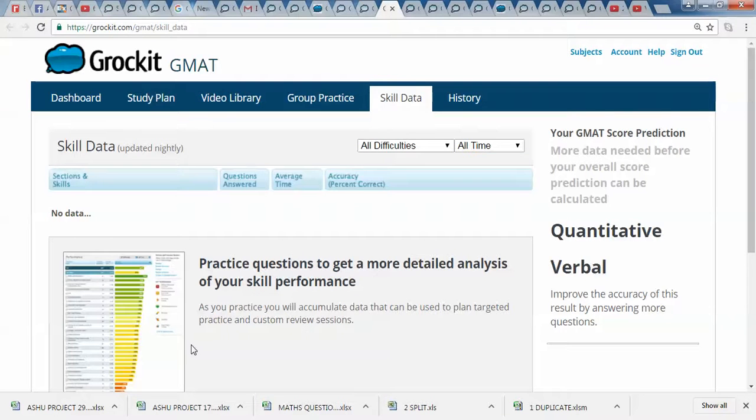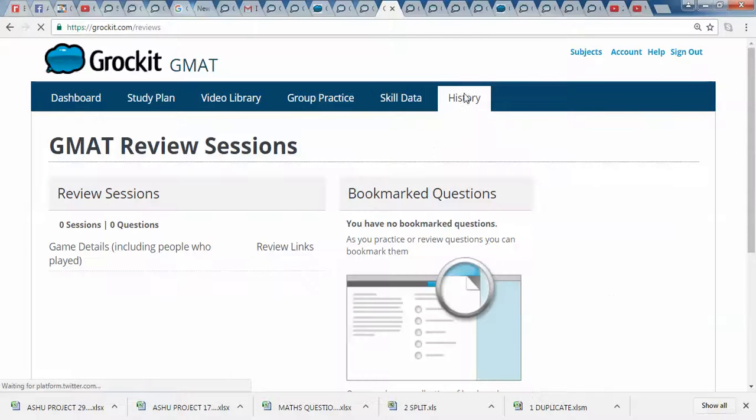This was as far as the skill data module is concerned. Please don't confuse this with history. History is nothing but where you have played so many questions. In each session, what are the correct questions, what are the wrong questions, and you can review them directly after the session is complete. That's all, guys.